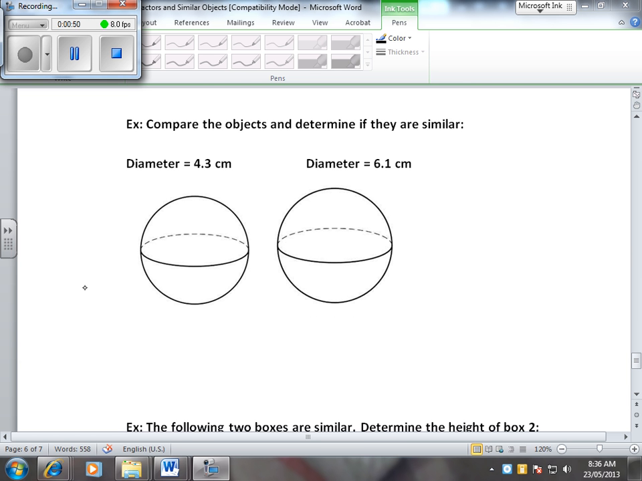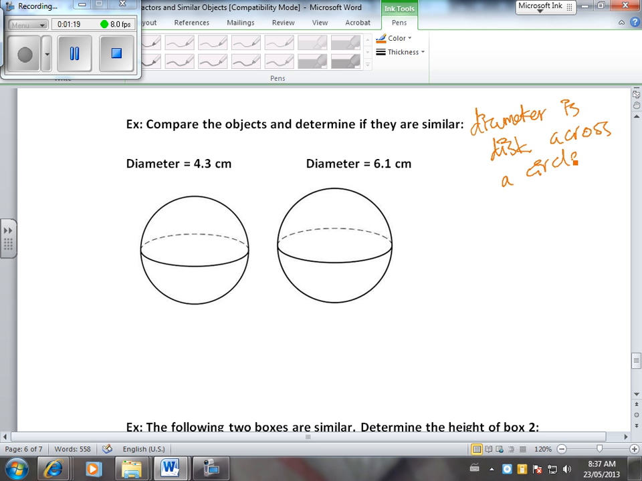So let's look at the spheres. And so it says compare the objects and determine if they are similar. And so we have to look at what we're given here, and we're given diameter. And so we have to remember that diameter is the distance across the circle. And that radius equals half of the diameter.